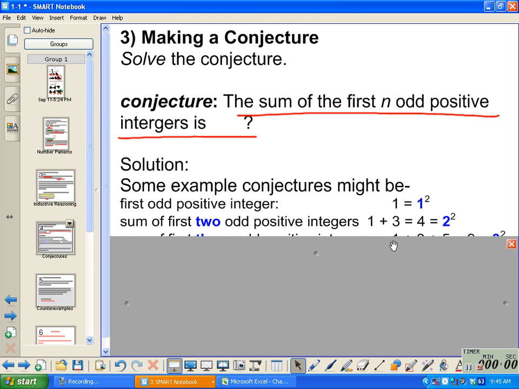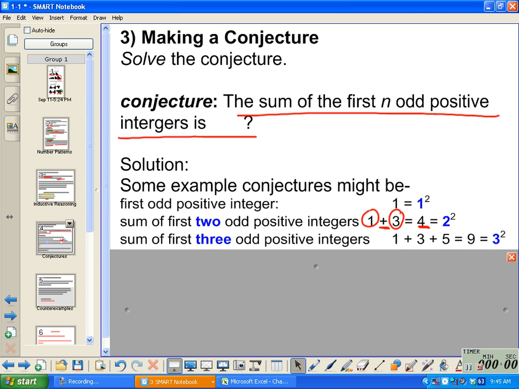So 1 plus 3. The first odd number is 1. The second odd number, remember odd, not even, is the 3. The sum of the 2, because we're adding, sum is equal to 4. And how do we get this 4? 2 squared. So what would the third pattern look like in this conjecture and our hypothesis?